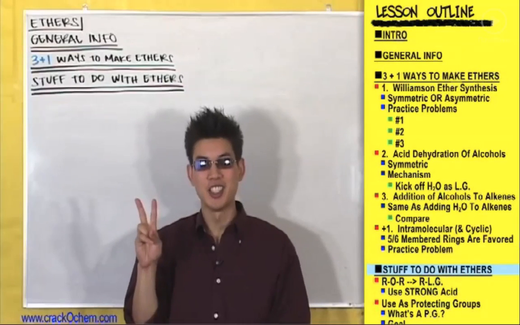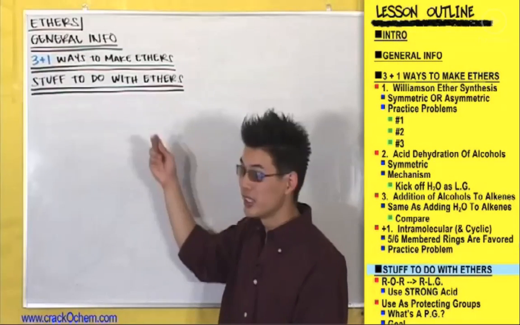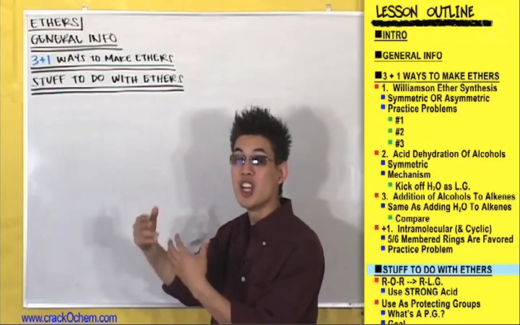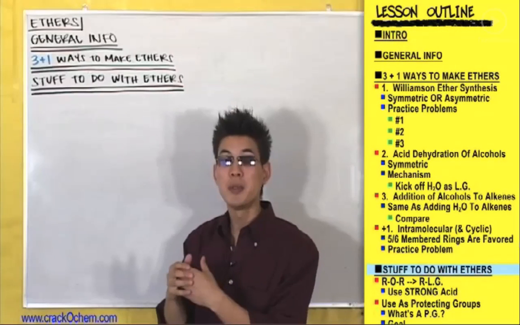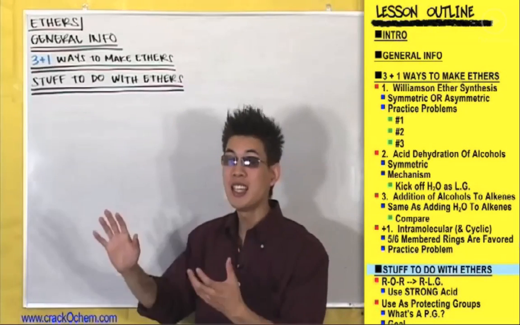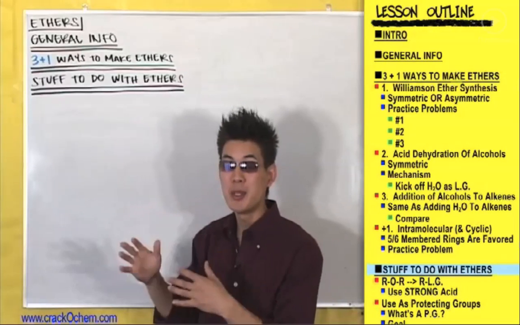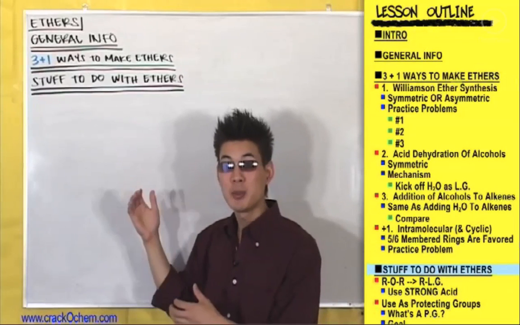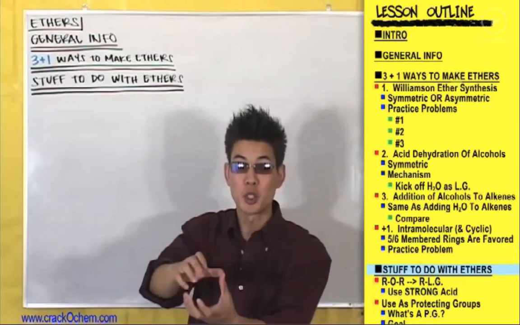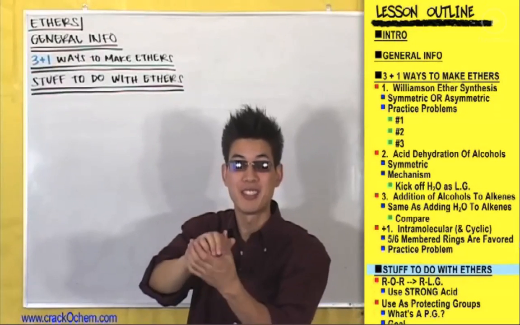The second thing I'm going to show you in stuff to do with ethers is actually going to be taking advantage of ethers being not that reactive. We're going to be using ethers as things called protecting groups. And we're going to get into all of this later, you guys, but let me just for now tell you that ethers are going to be used as protecting groups, which means they are going to be used to cover up certain parts of your compound to prevent it from reacting.